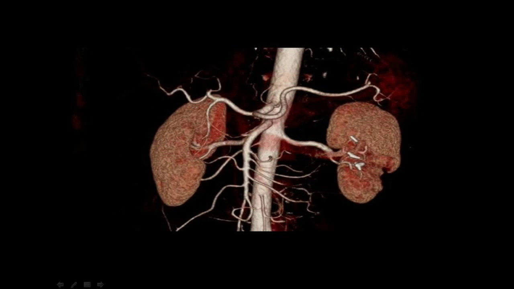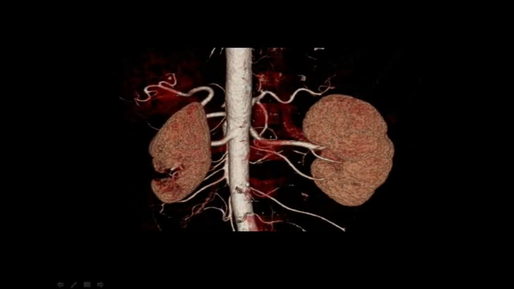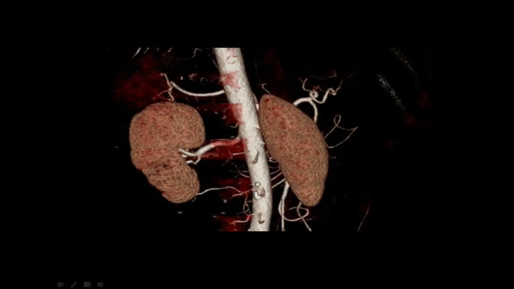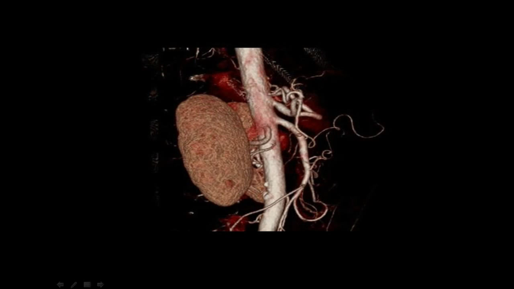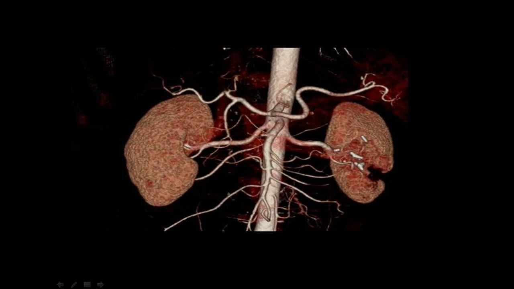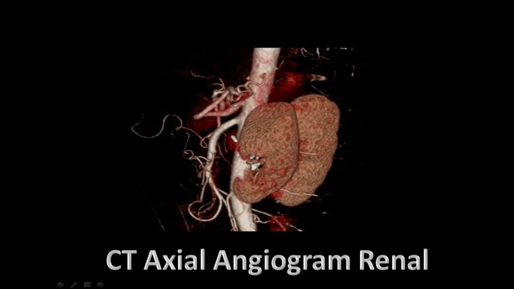So this is the latest technology where we do an angiogram without even giving any injection or putting in a catheter like they do in cardiac angio. This is done by a CT scan machine, called CT axial angiogram.